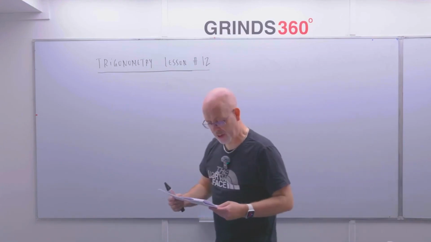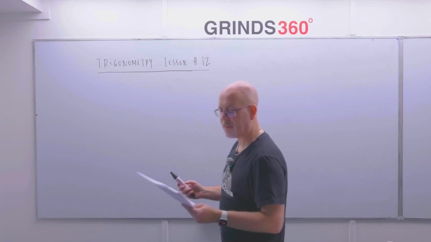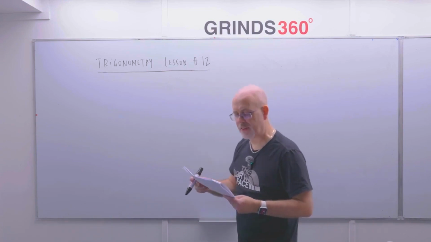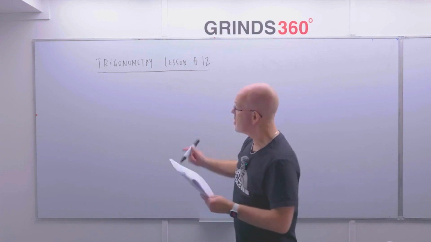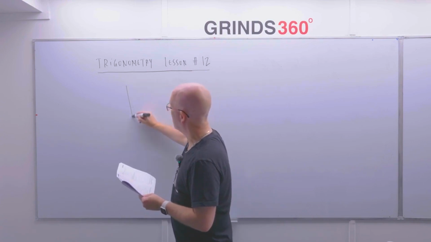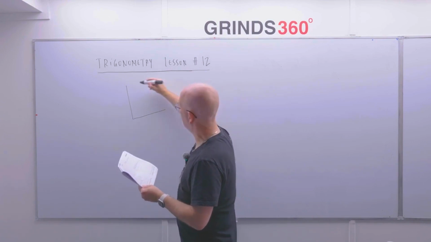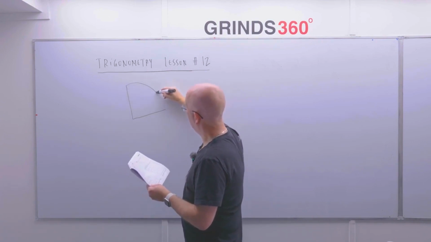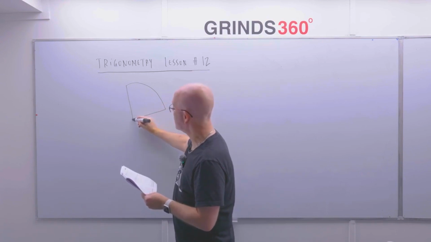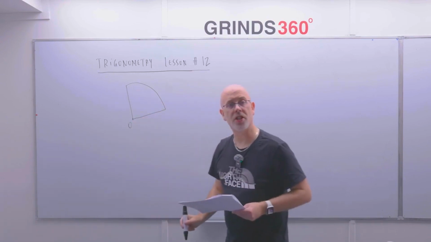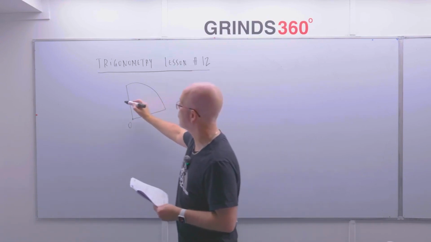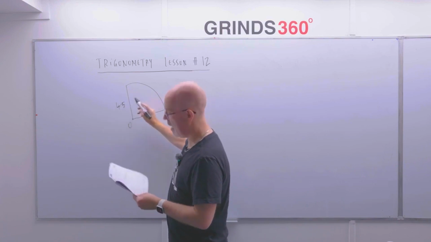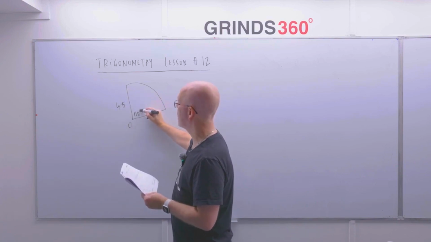So if we look at the questions there on page 150, it says find the area of each of the following sectors and give your answers in terms of pi. For the first one here, the sector looks like that. And we're told that O is the center of each sector, which is important because that means that's a radius there, 4.5, and then that's an angle at the center.